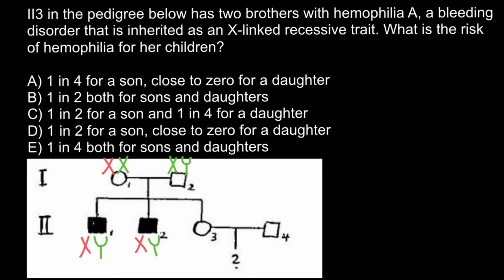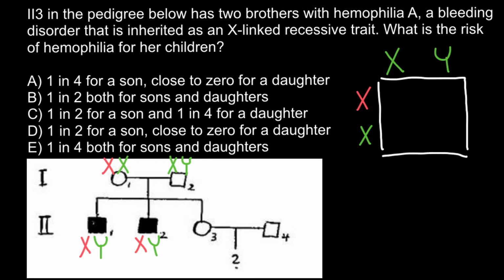So when we know the genotype of the parents, let's build a Punnett square. The genotype of the father goes here on the top and the genotype of the mother here on the side. Now when we build the Punnett square, we will know the probabilities for this couple to have affected children, or those who are carriers and unaffected.